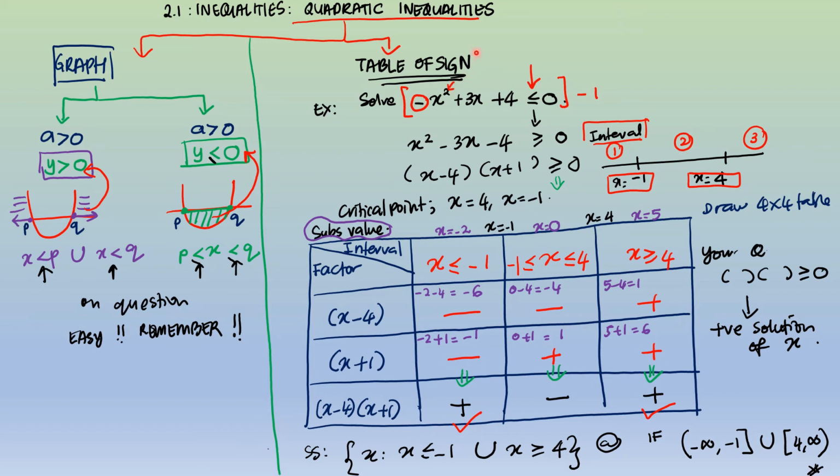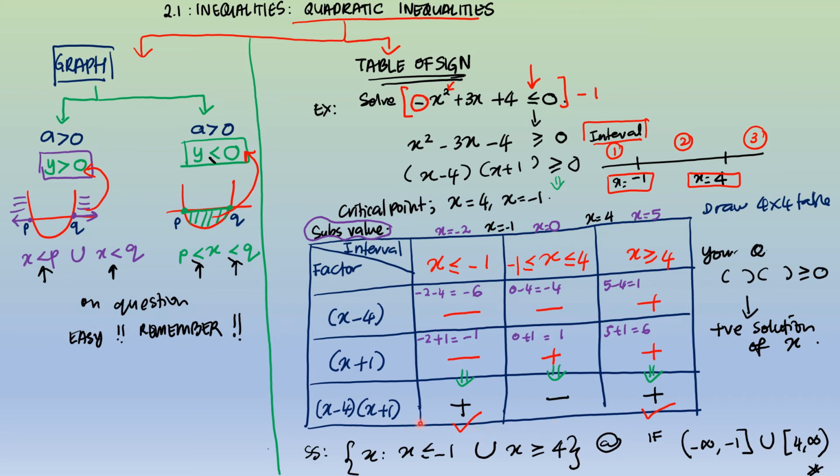So remember, what you need to do first is identify your critical points. If you have two critical points, we will always have a first, second, and third interval. So you will draw the 4 by 4 table. Write down the factors on the columns and the product of the factors and intervals on your rows. Then decide what value you want to substitute to get the sign.